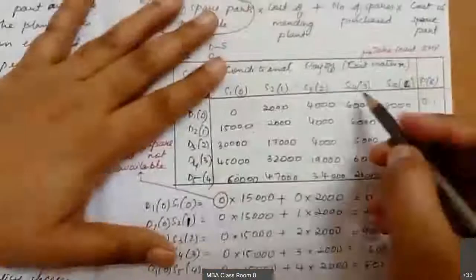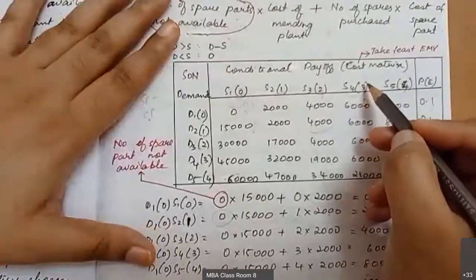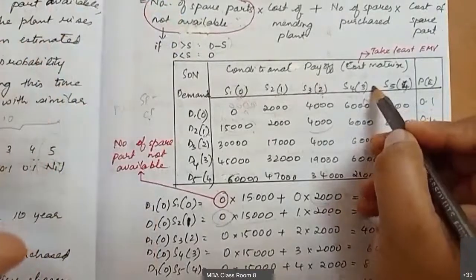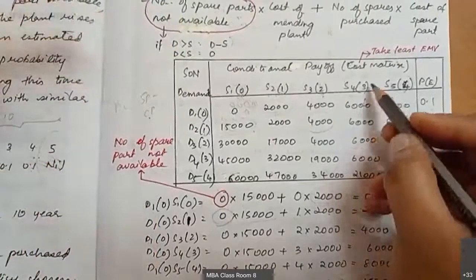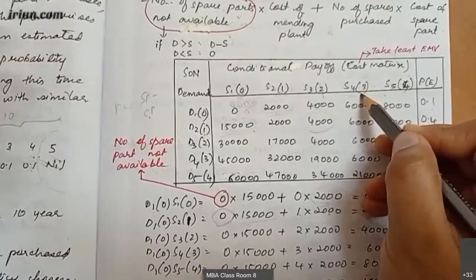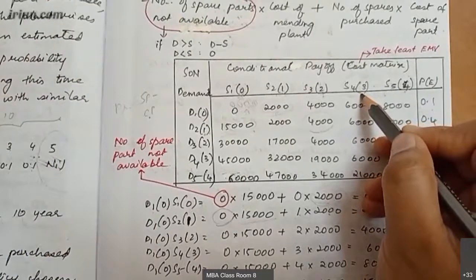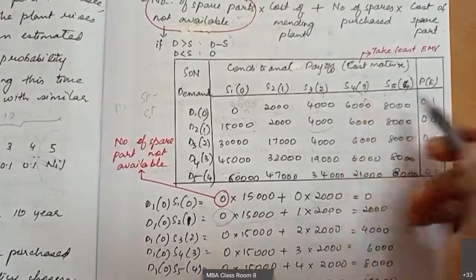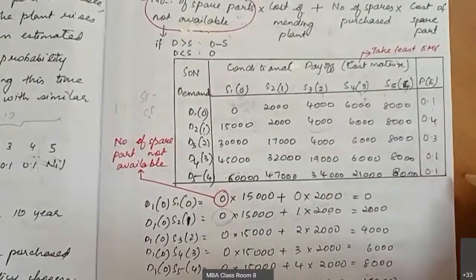Corresponding to S4, how many lorries are there? S4 means 3 lorries. Okay, if we buy 3 lorries in our manufacturing, oh sorry, this is not a lorry case. If we buy 3 spare parts, then our cost will be the minimum. Did you understand? Calculate the EMV value, and from that you take the least value.